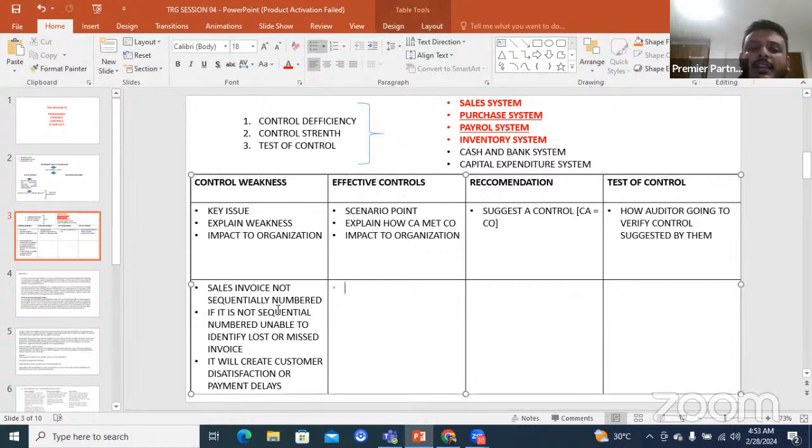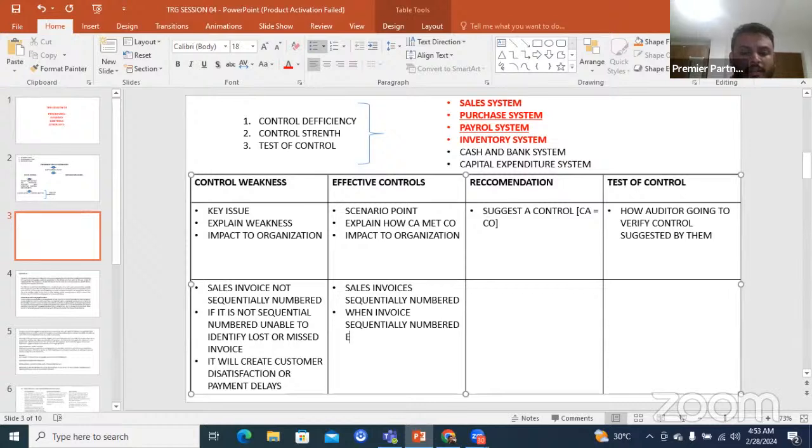Now, the same thing. Let's say they said it is sequentially numbered, a control strength: sales invoices are sequentially numbered. When invoices are sequentially numbered, the entity is able to identify any missed invoice.